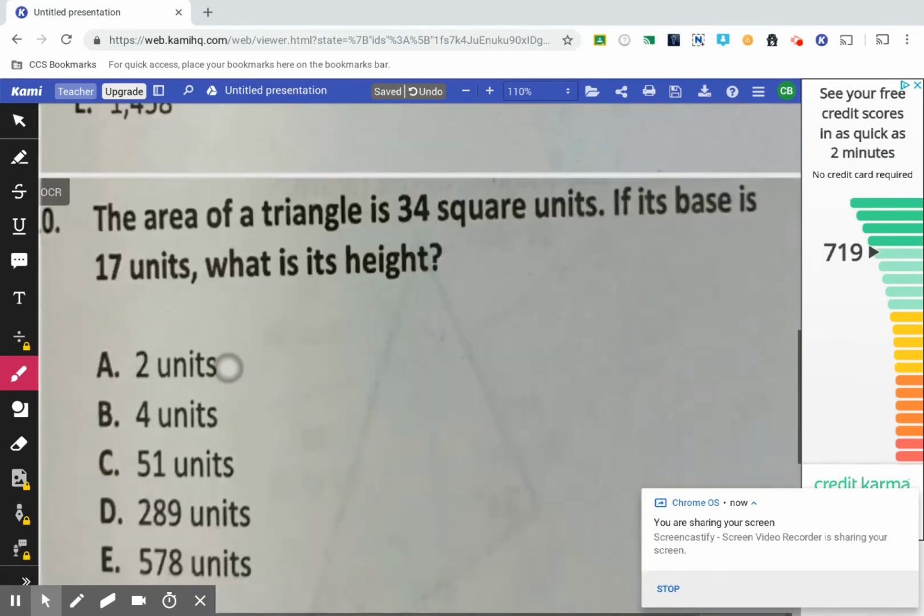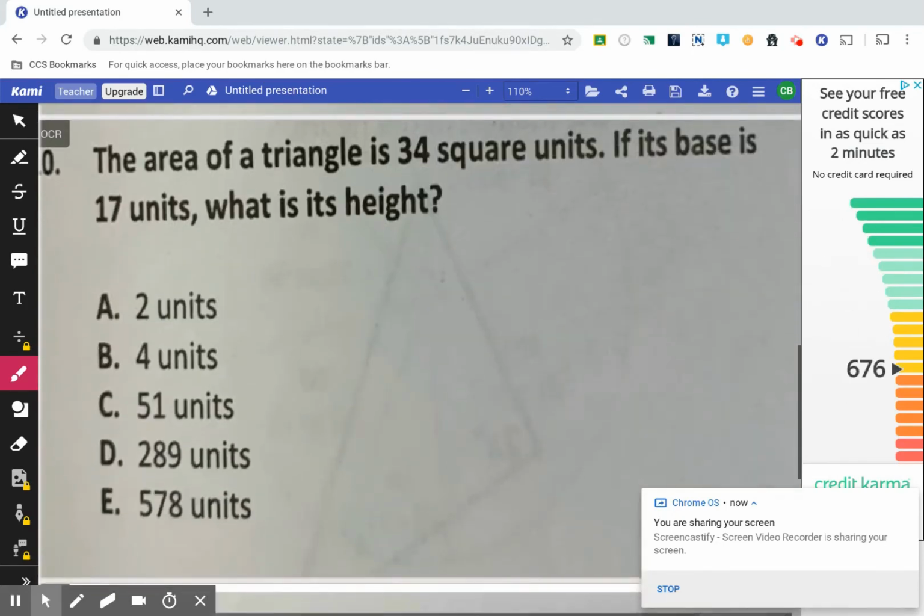All right, on to the third one. Number 10, this is basic. This is area of a triangle. You probably even learned this in late elementary school. I'm going to show you 2 ways folks like to write area of a triangle. They're both equivalent mathematically. You use whichever one works for you. So it says the area of a triangle is 34 square units. If its base is 17 units, what is its height?